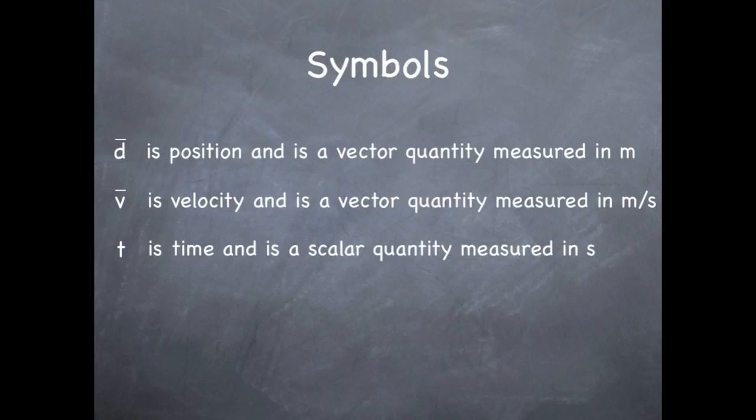Position is represented by the letter D with a line at top, which means that it is a vector quantity measured in meters. Velocity is also a vector quantity, and it is represented by the letter V with a line on top, and it is measured in meters per second. Time is a scalar quantity, and it is represented by the letter T, and is measured in seconds.